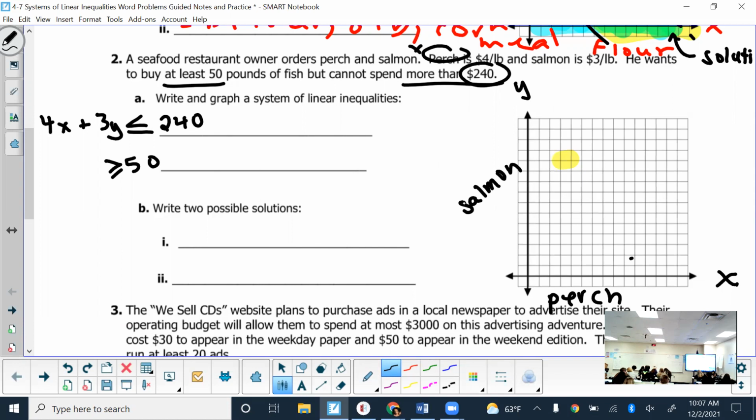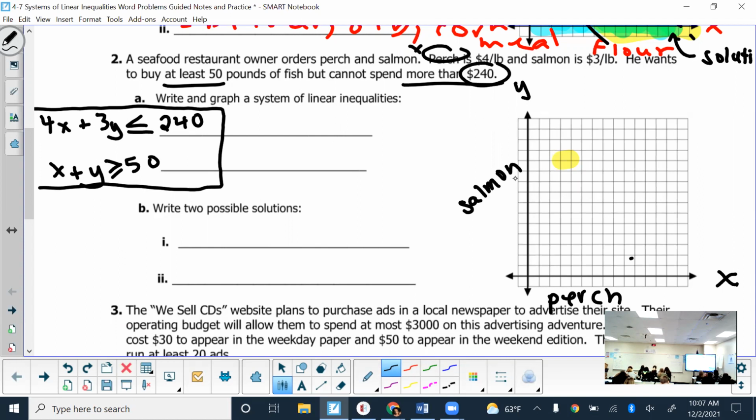Now let's talk about the pounds. How would I express that? Remember that we have to use the same variables. Good. And you usually have one that's really simple like that. Because if X is pounds of perch and Y is pounds of salmon, well then adding them together would give us whatever total pounds we have. Questions on this process?